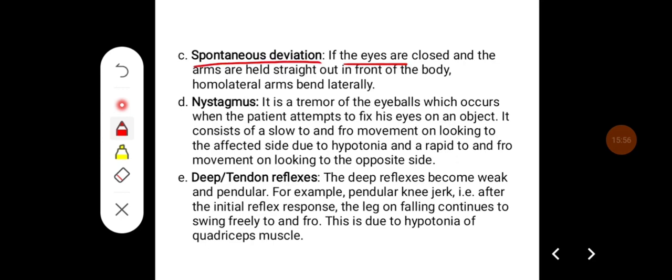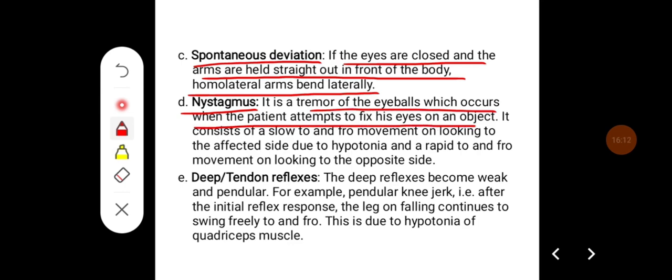Spontaneous deviation. If the eyes are closed and arms are held straight out in front of the body, the homolateral arms bend laterally. Then there can be nystagmus. It is a tremor of eyeballs which occurs when patient attempts to fix his eyes on an object. It consists of a slow to and fro movement on looking to the affected side due to the hypotonia, and rapid to and fro movement on looking to opposite side.